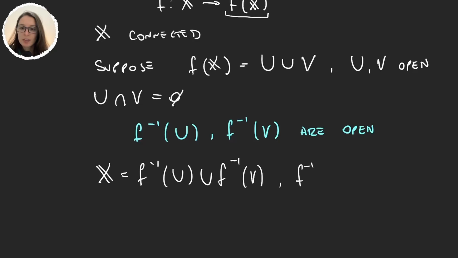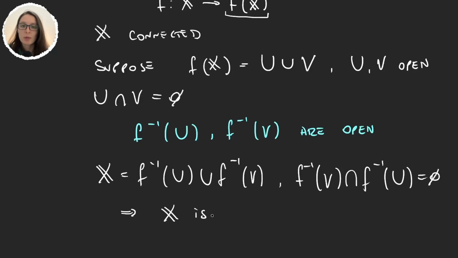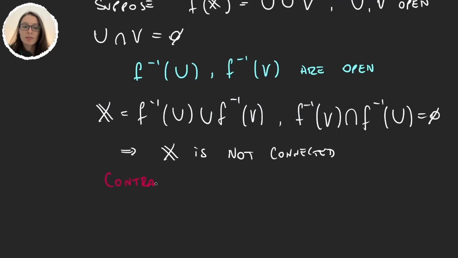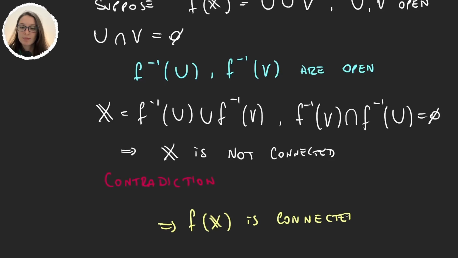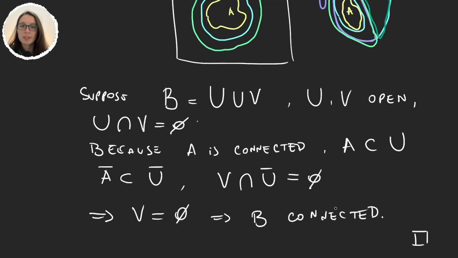Obviously, these two sets, their intersection is empty because f is a well-defined function, and so we have that X can be separated, so X is not connected. But this contradicts the hypothesis that X was connected. And then what must happen is that f of X is connected. And with this, we finished this video.